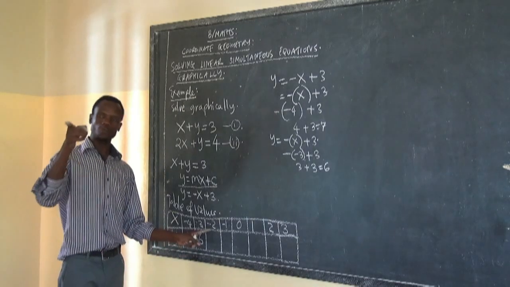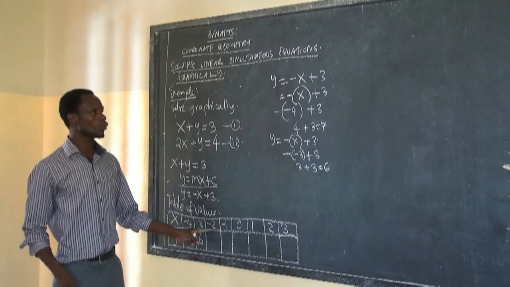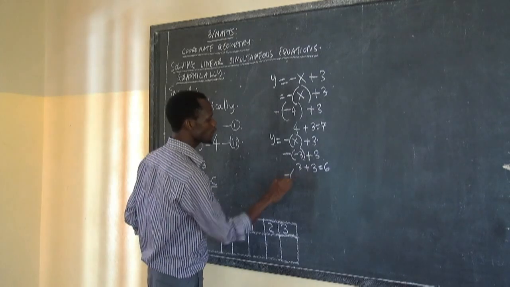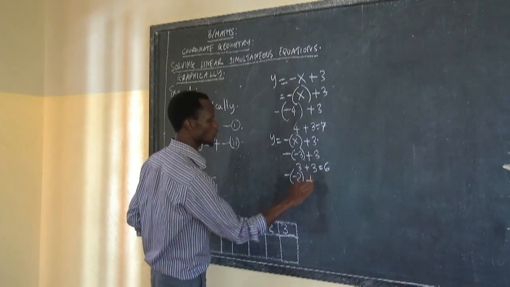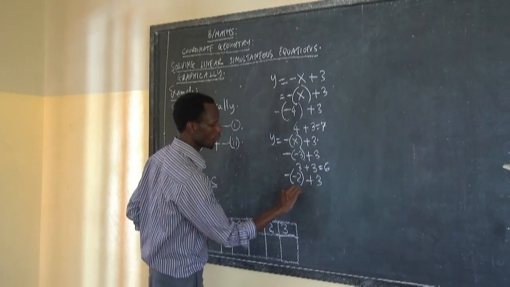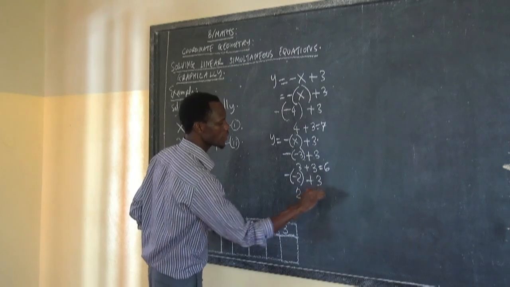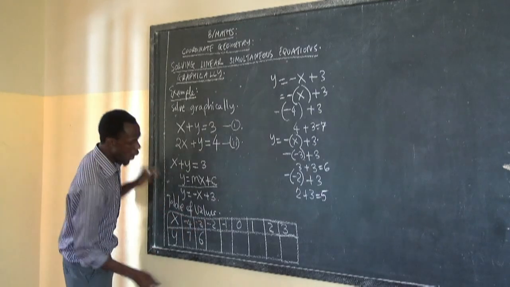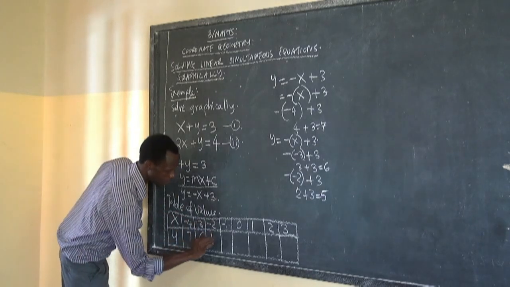Then what if x is equal to negative 2? Where there is x, you put negative 2. Now you have negative, in bracket negative 2, plus 3. Negative times negative is positive 2, plus 3 is equal now to 5. Now x is equal to negative 2, y is equal now to 5.